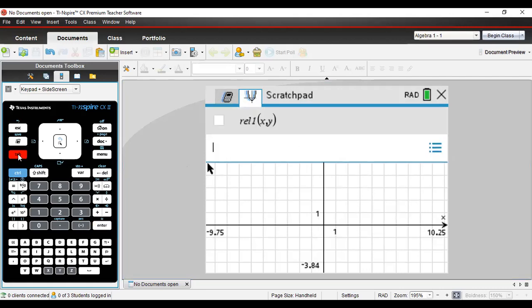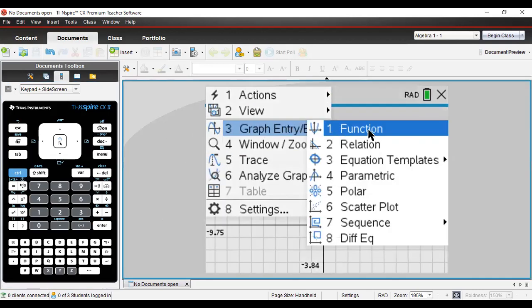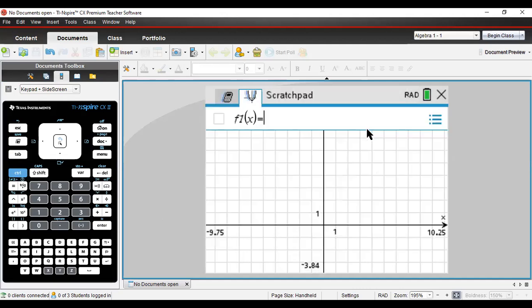Now, watch. If I press the tab key, it's still in relation mode. I don't want it in relation mode anymore because I don't have a relation. I actually have a function that I want to enter. So the way that you get out of this is you go menu 3 and then choice 1 for functions.